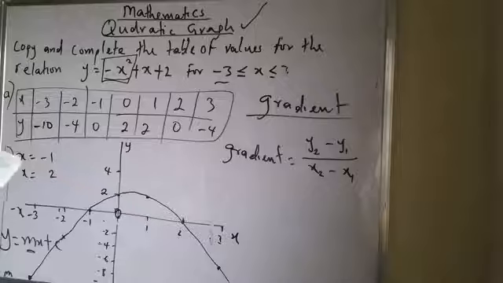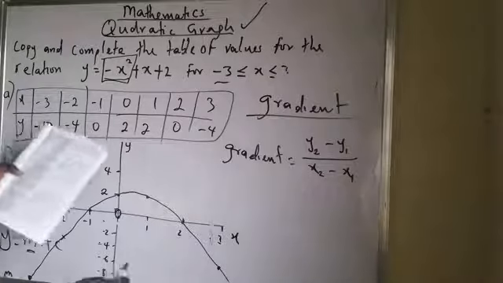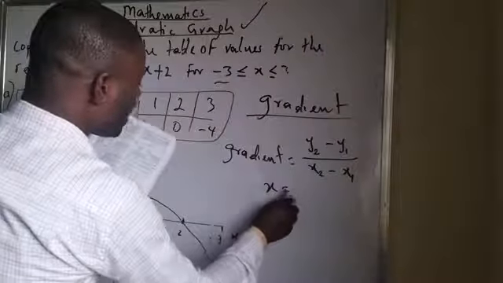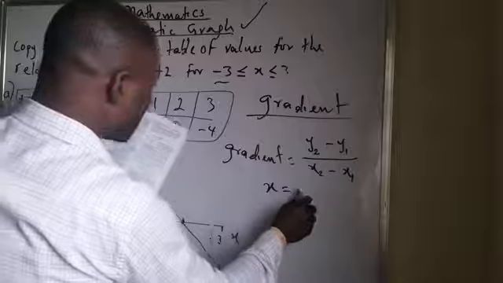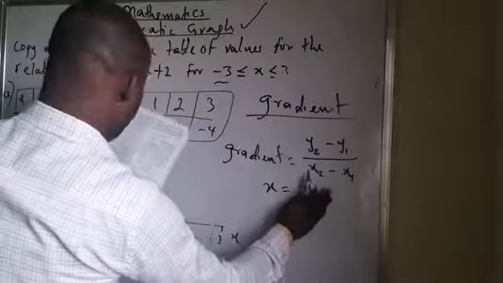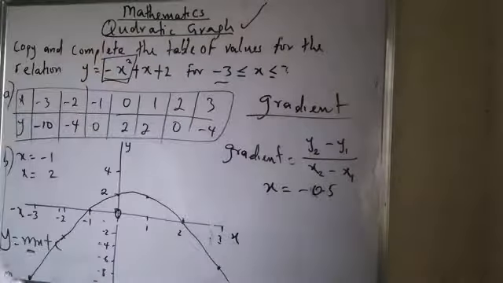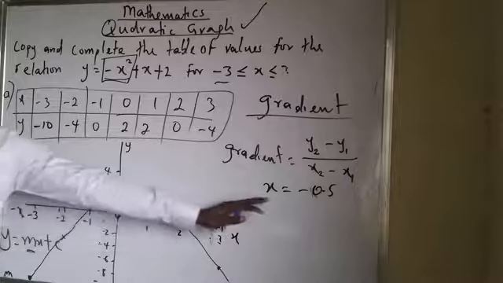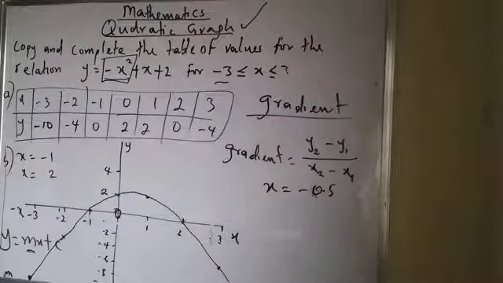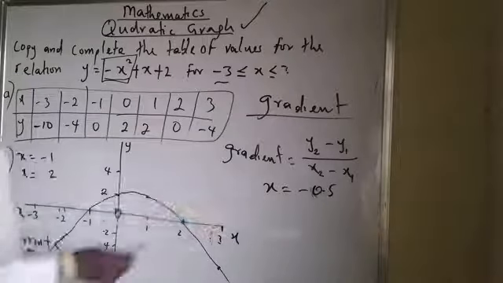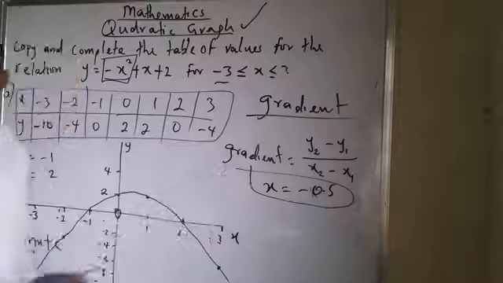Look at what the question now says. The question says that when x equals minus 0.5. Now, look at this. Look at what you do. x equals minus 0.5. Is it from the question? Yes, from the question. This number was given to us from the question.